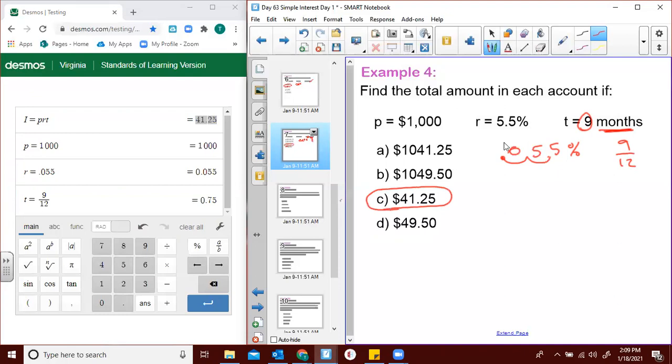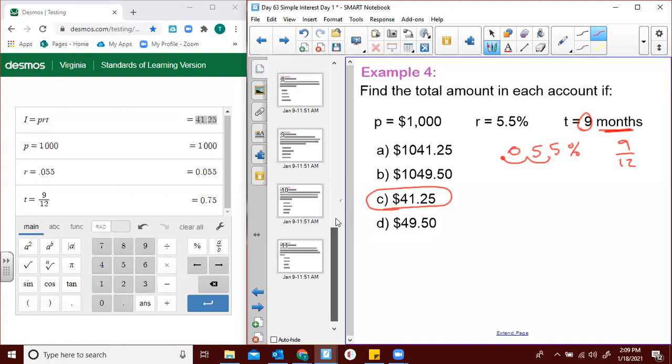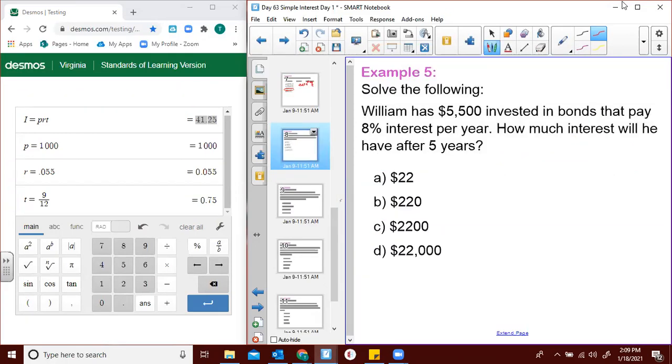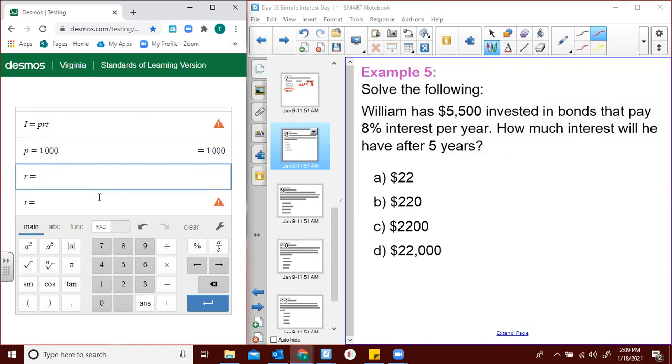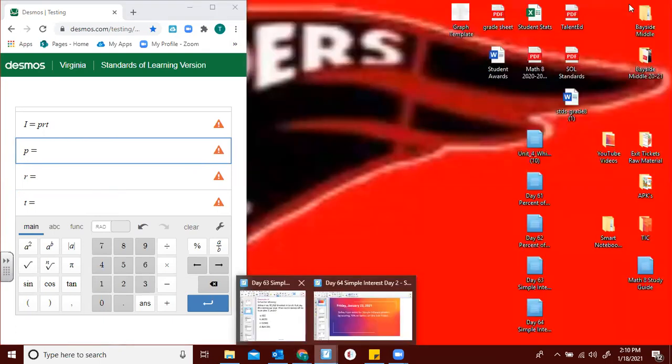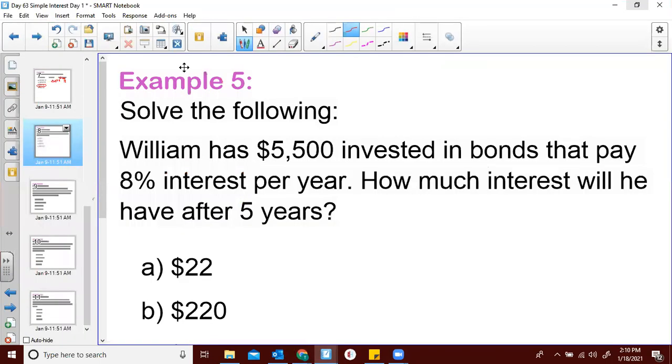All right, so using Desmos, if you get a problem like this, no problem, just plug it in, you're good to go. All right, let's try. I'm gonna keep my formula in Desmos. I'm gonna get rid of my numbers here. All right, so now we're back to, oops, now we're looking at word problems, okay?